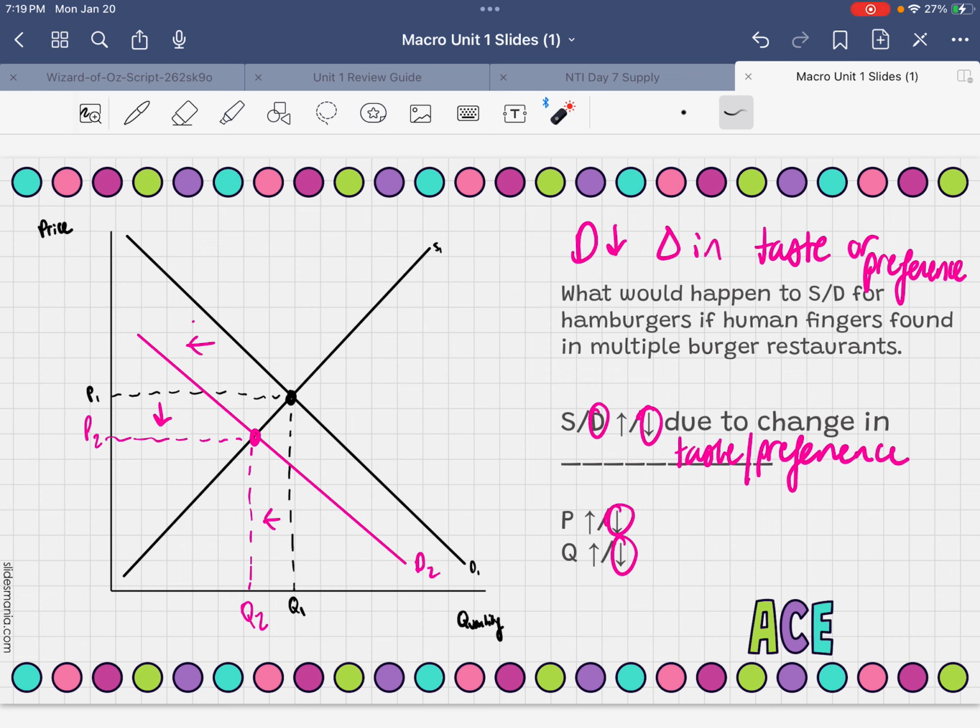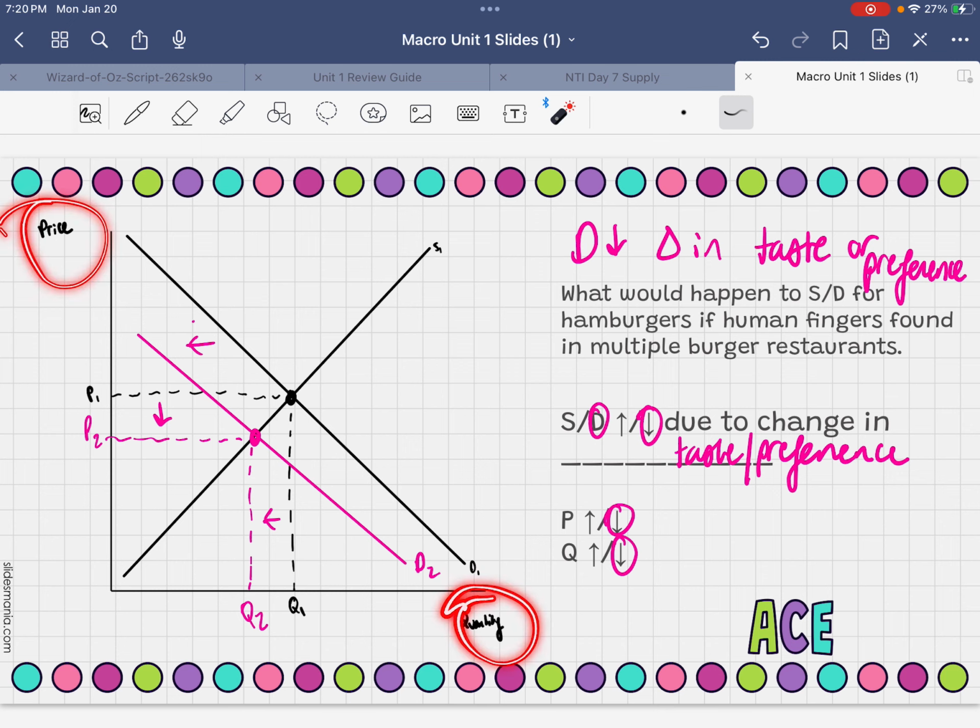Now, why is that? Because people don't go to the burger restaurant anymore. The burger restaurant's going to have to lower their prices. Less people will go to the burger restaurant, and the new agreed upon price and quantity for equilibrium will be much, much lower.